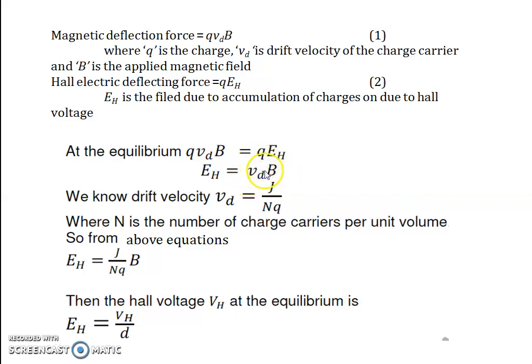V_D is the drift velocity, and we know from the drift current density that J equals charge concentration times charge times V_D. If you substitute the value of V_D from that equation, you get E_H = JB / NQ, where J is the current density, B is the field, N is the concentration of charge carriers, and Q is the charge. The relationship between Hall voltage and Hall field is that the Hall voltage divided by the distance between the two surfaces of the semiconductor gives you the Hall field.